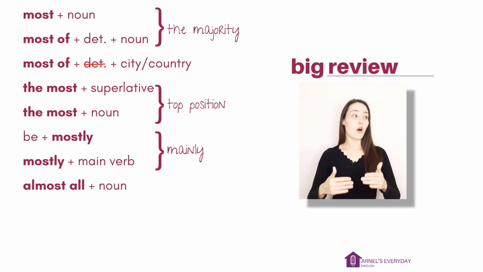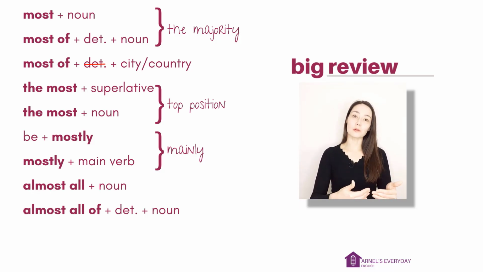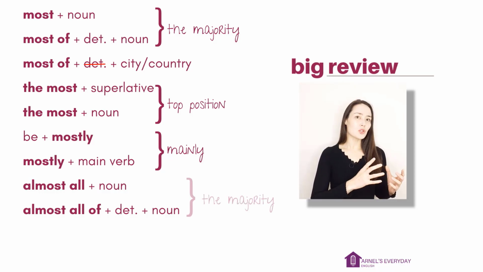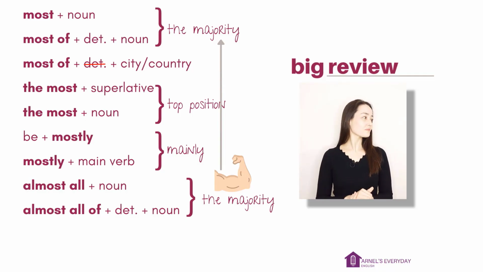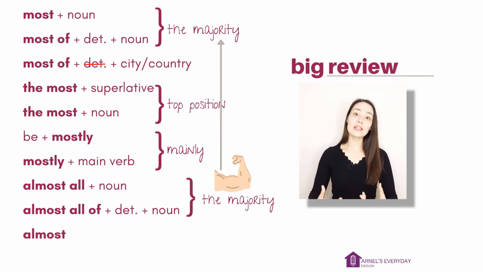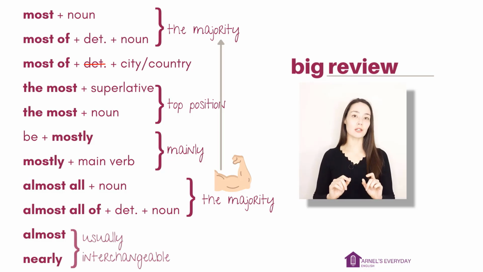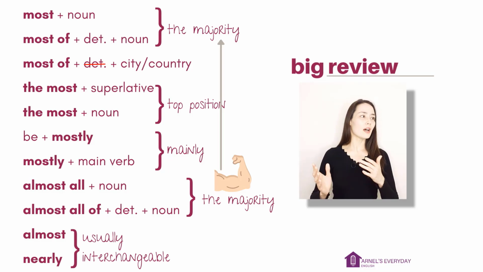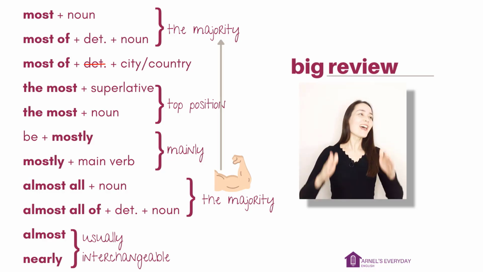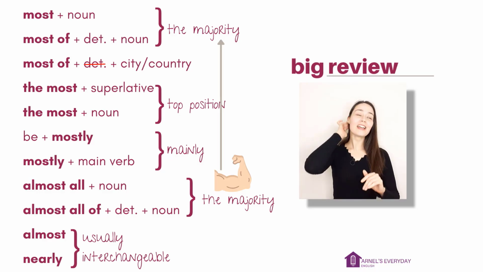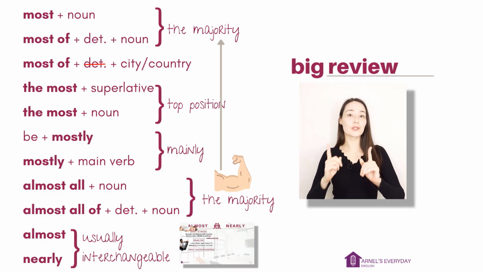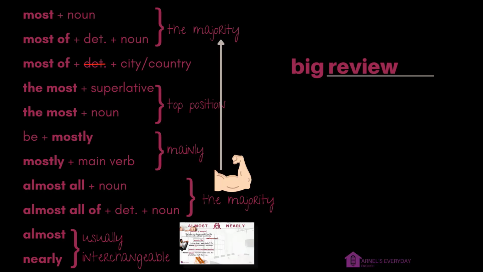Almost all of plus determiner plus plural or uncountable noun. This also means the majority, but stronger than most of. Almost, nearly, usually they're interchangeable, except for a few. I'm almost done, I almost have this. They are usually interchangeable, except for a few rules you saw in the animation.